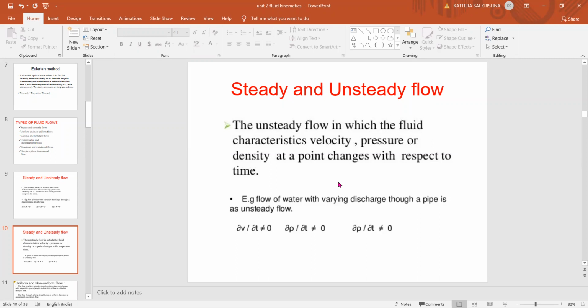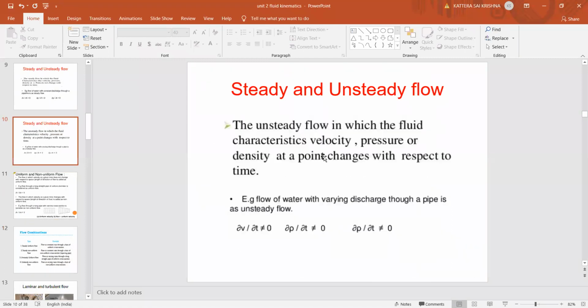We need to remember the definition because they may ask for 2 marks, small answers. Unsteady flow is a fluid flow in which fluid characteristics like velocity, pressure, or density at any point change with respect to time. And we need to write this: dou v by dou t is not equal to 0, dou p by dou t is not equal to 0, and dou rho by dou t is also not equal to 0. So this is our first type of fluid flow, which is steady and unsteady flow.